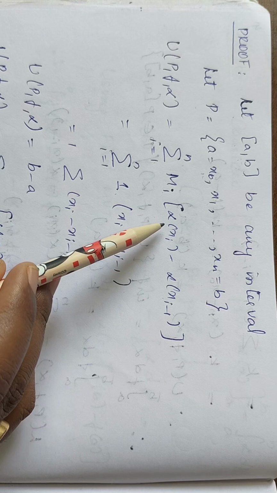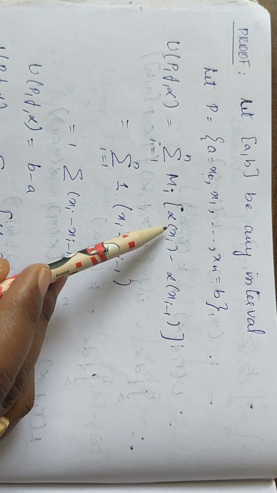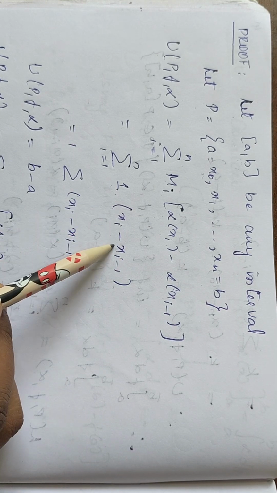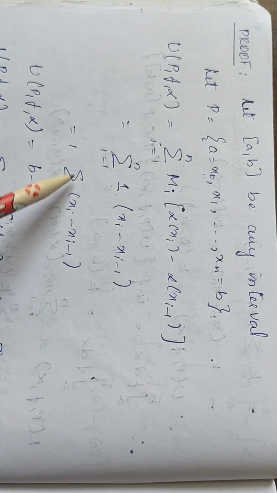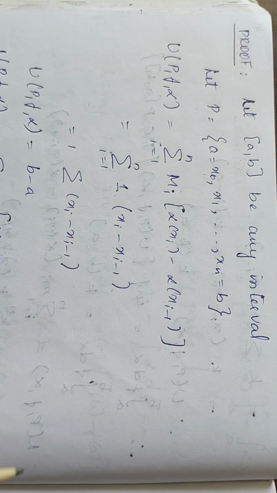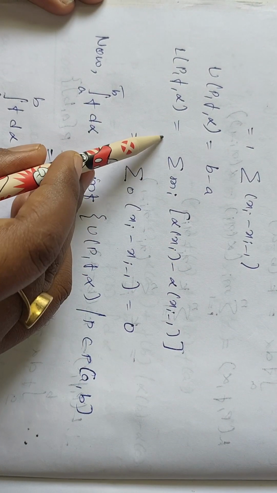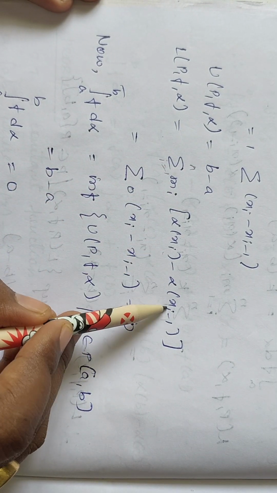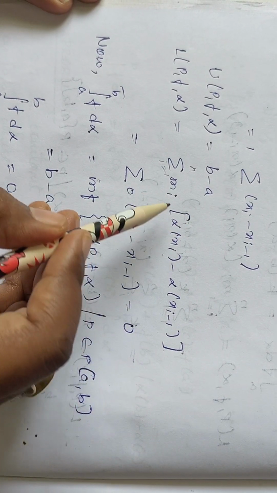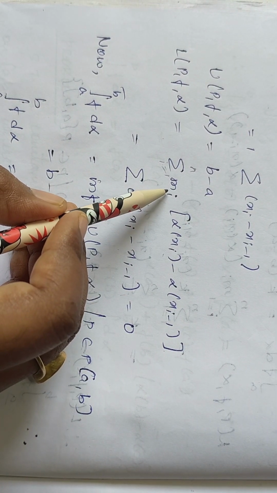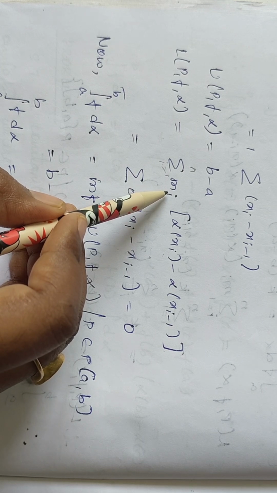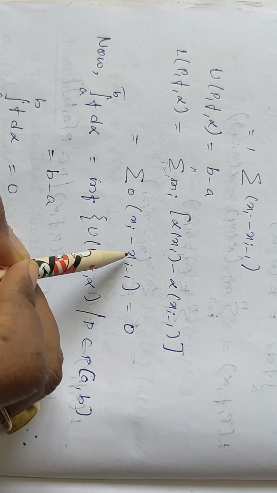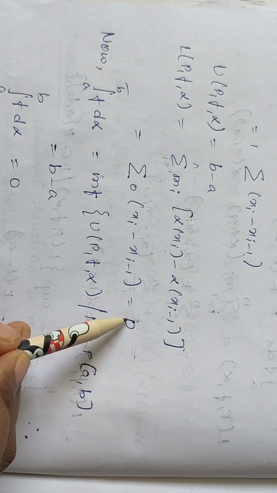Since alpha of x is equal to x, I have alpha xi equal to xi and alpha xi minus 1 equal to xi minus 1. So it is 1 into xi minus xi minus 1, and when you sum all this up, you will get b minus a. Now let's find L of P comma f comma alpha, which is the summation i equals 1 to n of mi into alpha xi minus alpha xi minus 1. Whichever interval you take, the infimum will be 0. So it is the summation of 0 into xi minus xi minus 1, which is equal to 0.